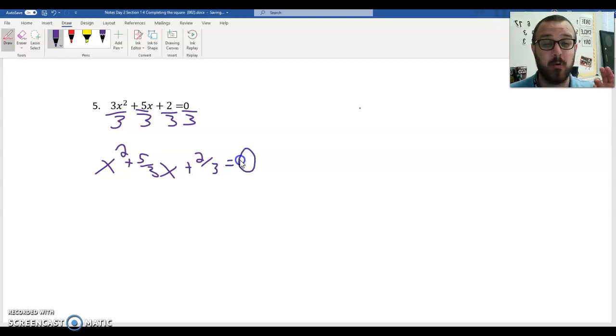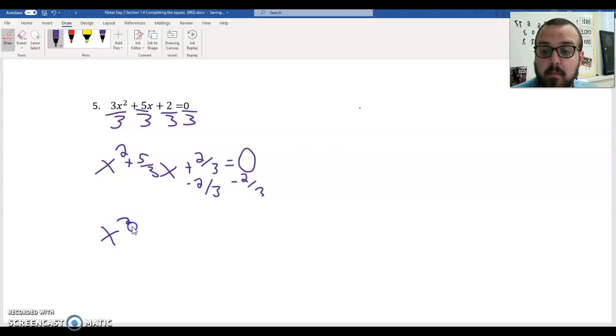Now, the one thing that that's going to create is it's going to make the rest of this process a little bit harder than it would have been before, because now we're going to have to do some of this math with fractions. We'll be a little bit careful about that. So I'm still going to be subtracting 2/3 from both sides. So I'll get x squared plus 5/3 x equals negative 2/3.